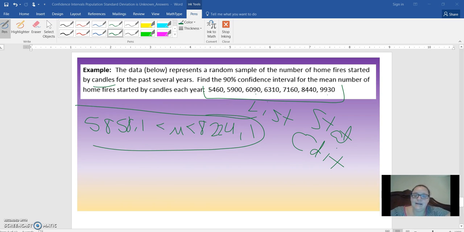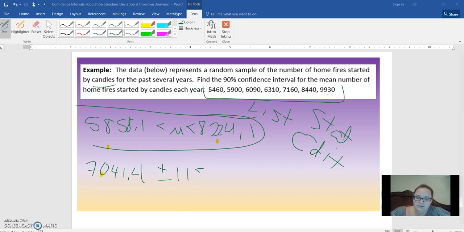If I need it as a margin of error, it told me the mean, 7041.4, give or take. To get this margin of error, remember, I just take this guy and subtract, and then this guy and subtract. I hope you're doing this with me. 7041.1 minus 5858.1. 7041.4 minus 8224.1. All right, I get 1.